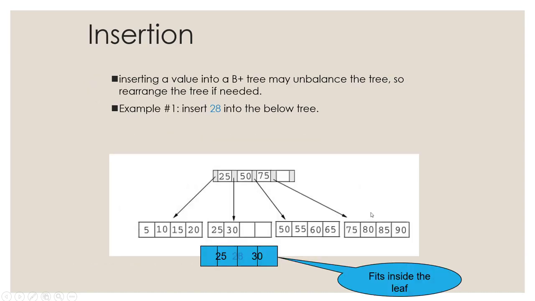Okay, so now to this tree, we are trying to insert 28. 28 is between 25 and 50. I'll follow the pointer. I go to this node, and we know that 28 is in between 25 and 30. So we can insert 28 in between this, and we do have space for it. So this is fine. This is the easiest case of inserting a value. So now we have 25, 28, and 30.